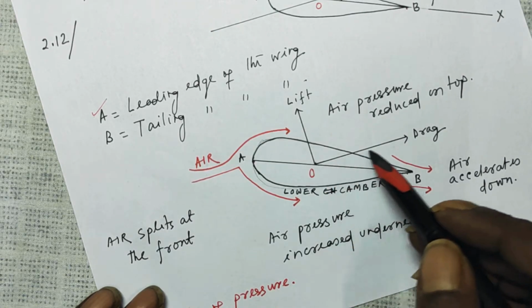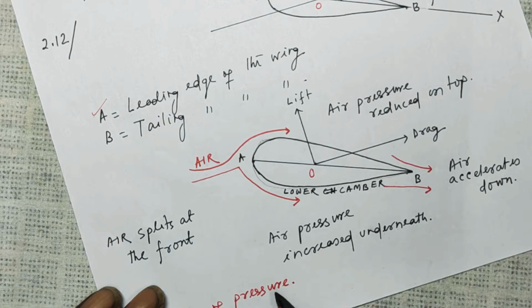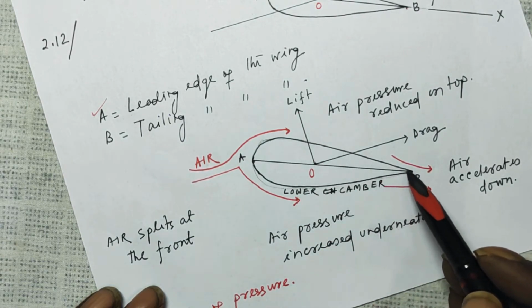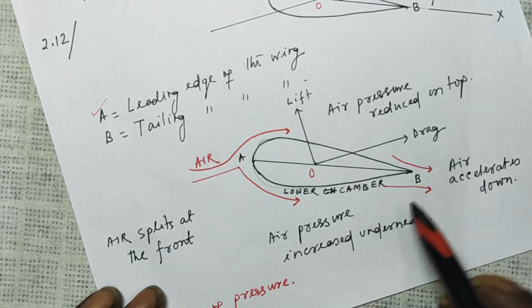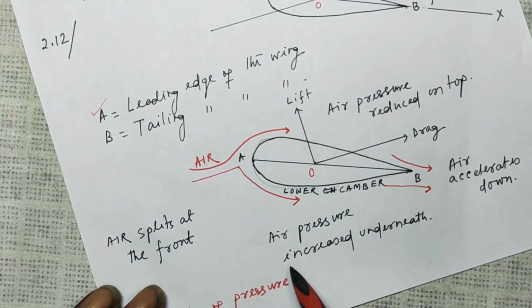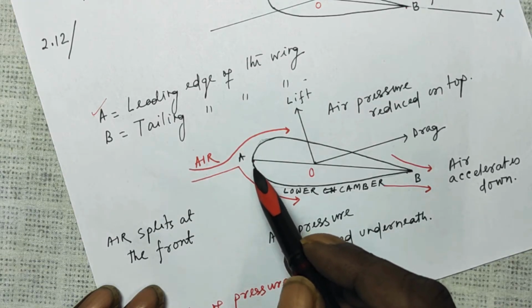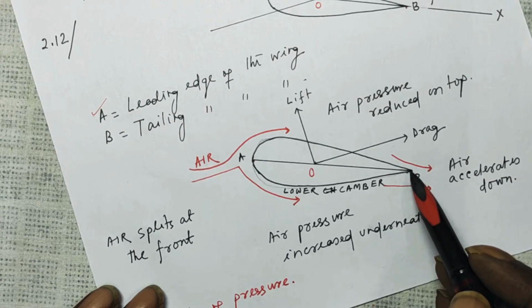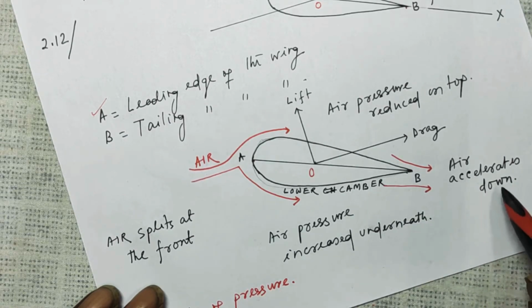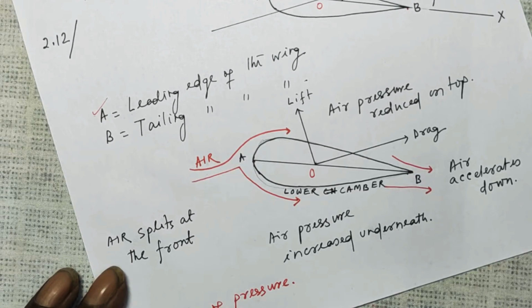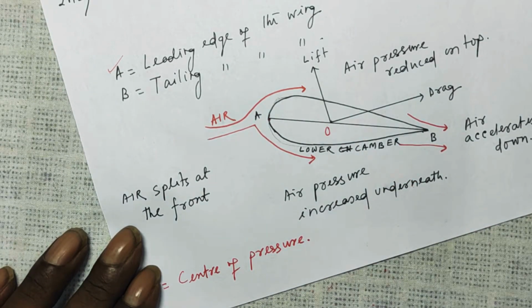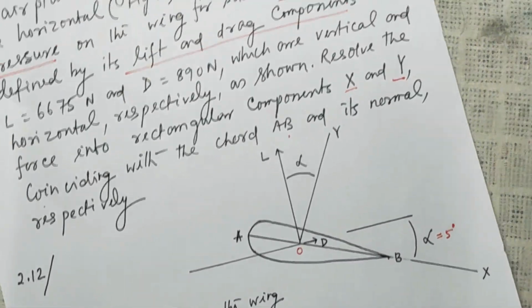So to this side is drag, to this side is lift. Air pressure on the upper camber is reduced on the top, and air pressure is increased underneath, that is below the lower camber. At the tail end, air accelerates downward. And the point O is the center of pressure. Now, these are certain things that you have to add.